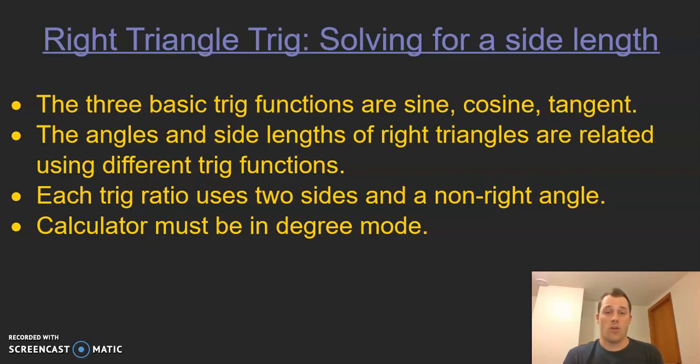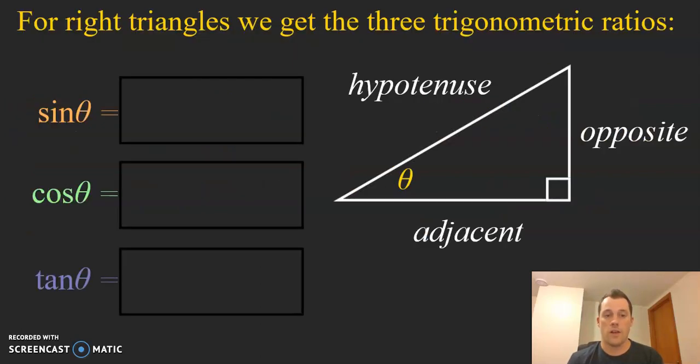In this video, we're going to look at how to solve for a missing side in a right triangle. So we're going to use one of our trig functions, sine, cosine, or tangent. And remember that when you're using your calculator here, you've got to be in degree mode. Otherwise, your numbers are going to be very off.